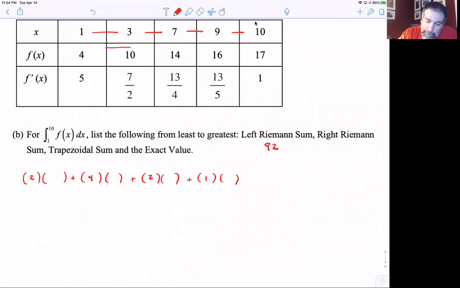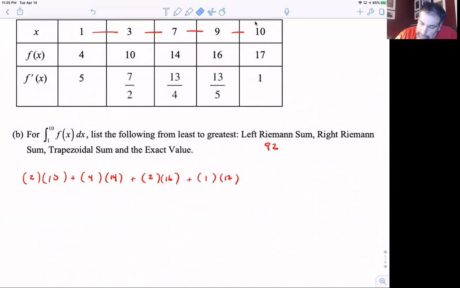So in rectangle number 1, we're choosing between 4 and 10, but we're going to choose the height that is on the right. So this time we choose 10. In rectangle number 2, we're choosing between the heights 10 and 14, but because we're doing a right-hand approximation, we'll choose 14. In rectangle number 3, we're choosing between the heights 14 and 16. Right one is going to be 16. And in rectangle number 4, we're choosing between 16 and 17. So we're going to be choosing 17. So that will get us our right-hand approximation.